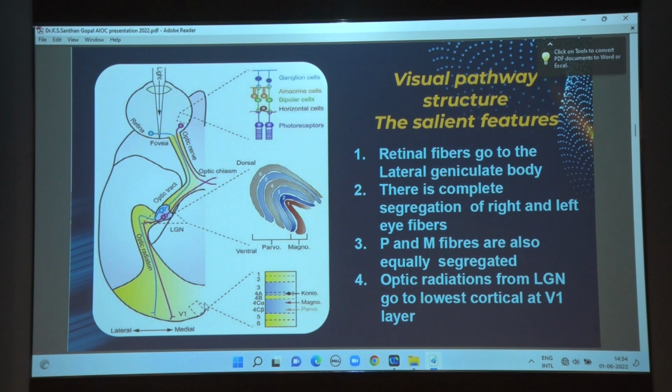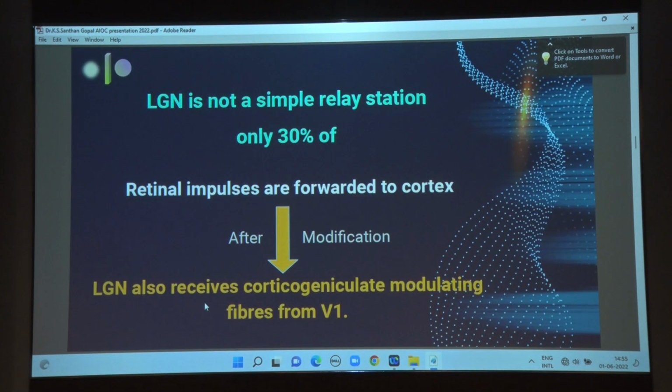And 80% of the cells in the cortex are binocular, and only 20%, at the level of 4A and 4B, are monocular, and that's why it is called striate cortex, because there is a very strict segregation of the layers of the right and left fibers at that level. The 4C and others are binocular. So if you look at that, LGN is not a simple relay.